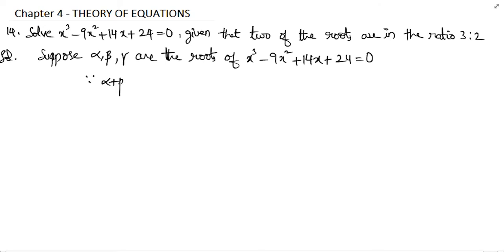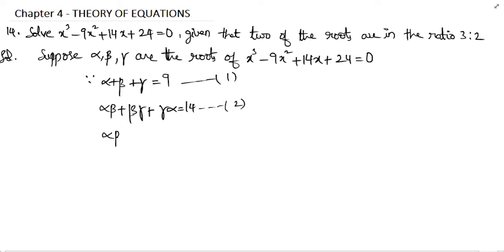Since alpha plus beta plus gamma is equal to 9, we will consider this as 1. Then alpha beta plus beta gamma plus gamma alpha is equal to 14. We'll consider this as 2. So alpha beta gamma is equal to minus 24. We will consider this as 3.